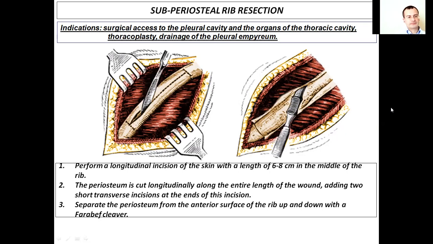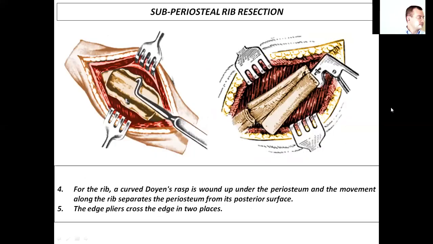Subperiosteal resection. Perform a longitudinal incision of the skin with a length of 6 to 8 centimeters in the middle of the rib. The periosteum is cut longitudinally along the entire length of the wound, adding two short transverse incisions at the end of this incision. Separate the periosteum from the anterior surface of the rib up and down with the Farabeuf raspatory.